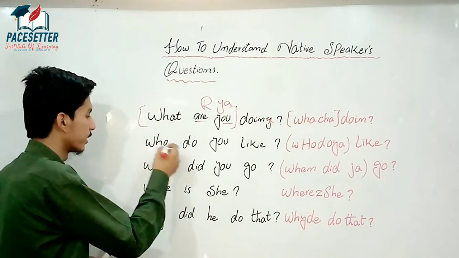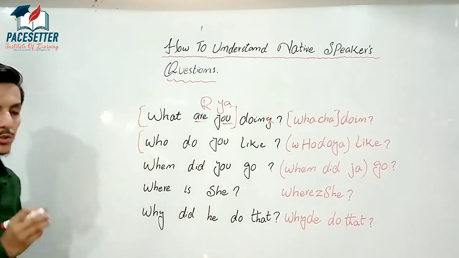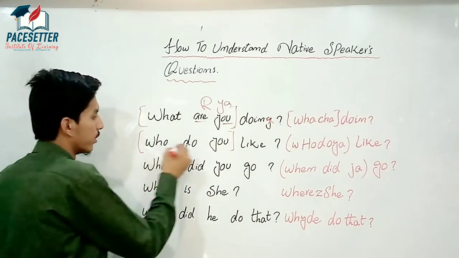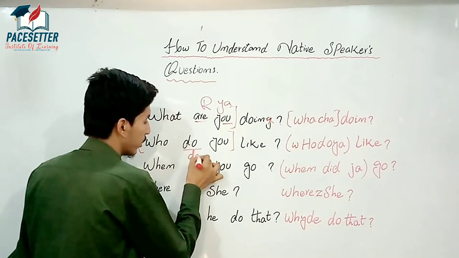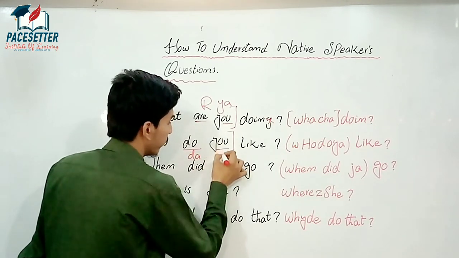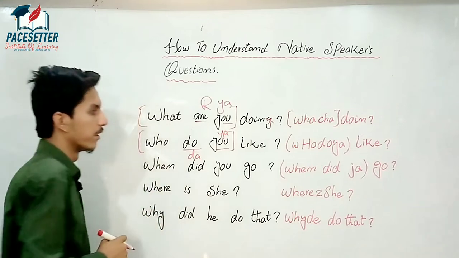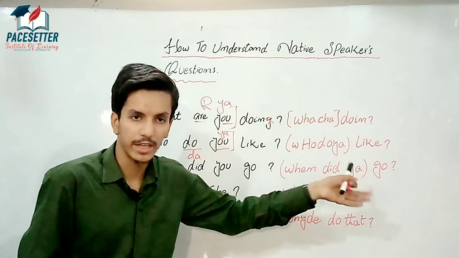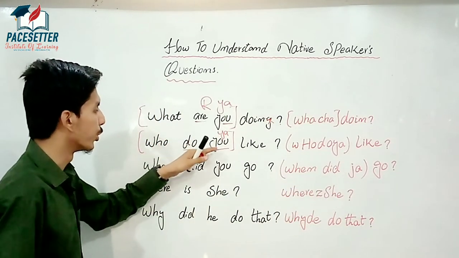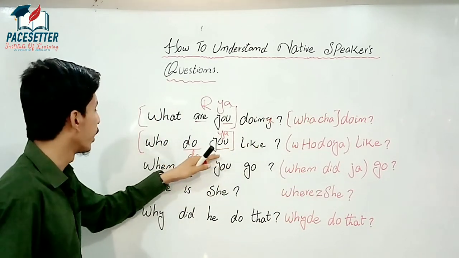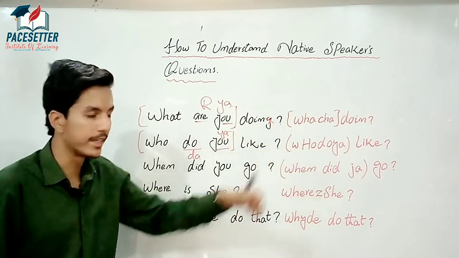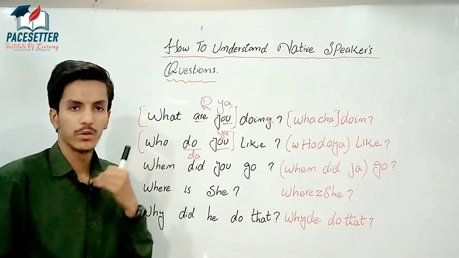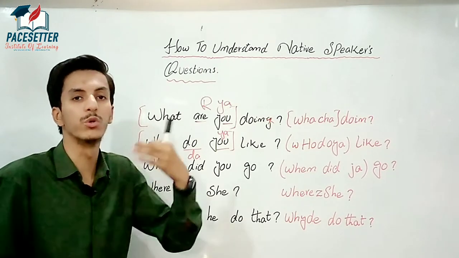Let's move to the second sentence. It also breaks into two parts. Do becomes da, and you becomes yeah. Who do you like? They don't say each word separately, they just say, who do you like? Who do you want? They don't say it word by word. Getting my point?